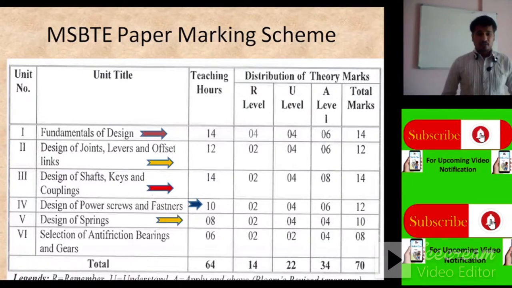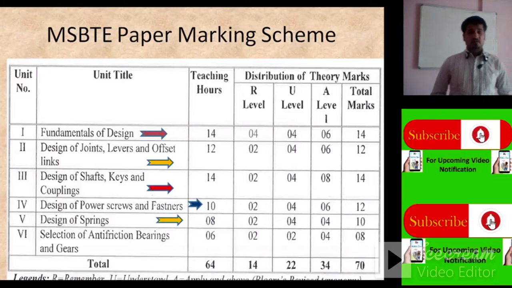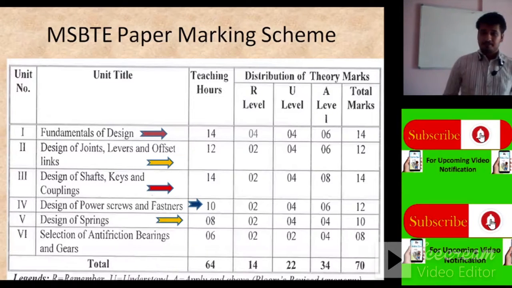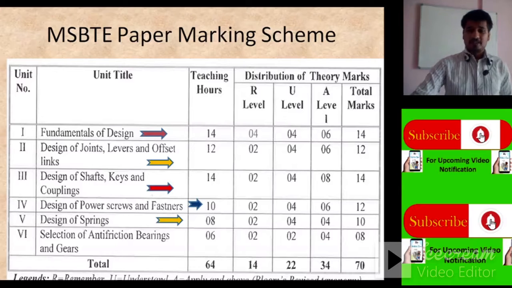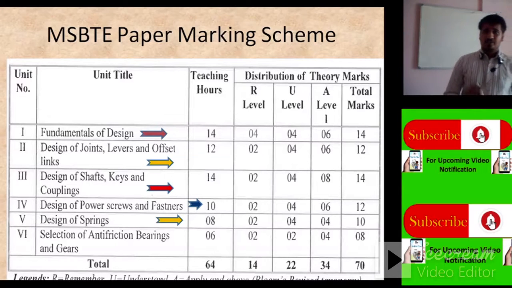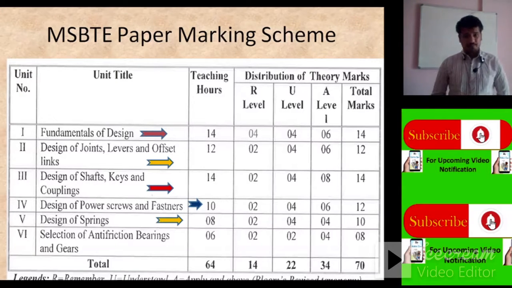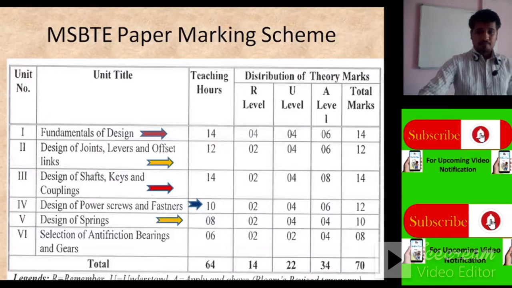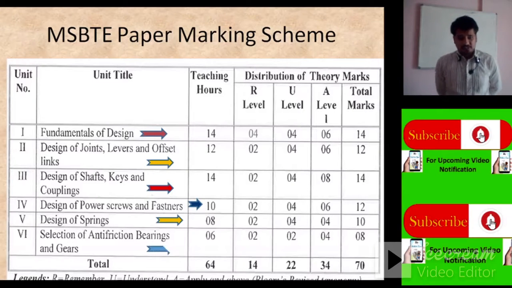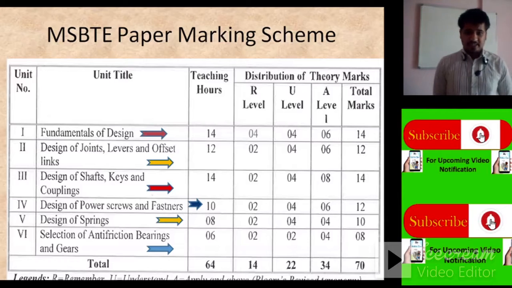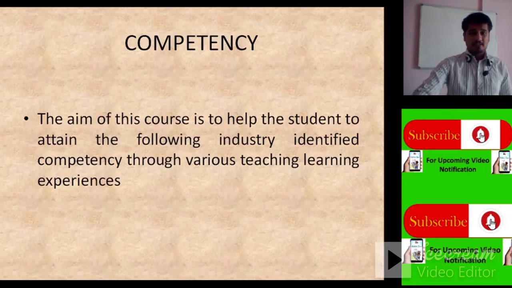Then we have the second last chapter, that is design of spring. This chapter is for 10 marks. In this unit we have different types of spring and design of spring. Then the next unit is selection of anti-friction bearing and gears. This chapter is for 8 marks.